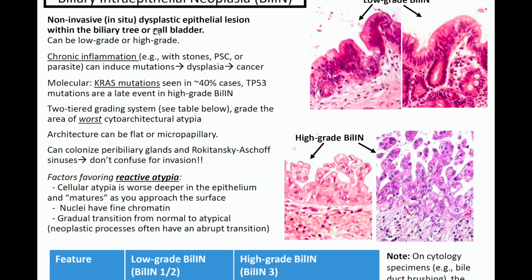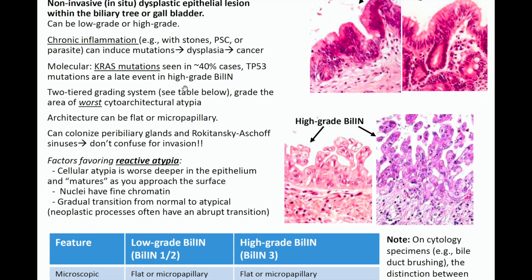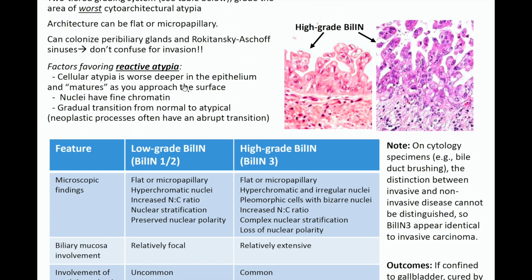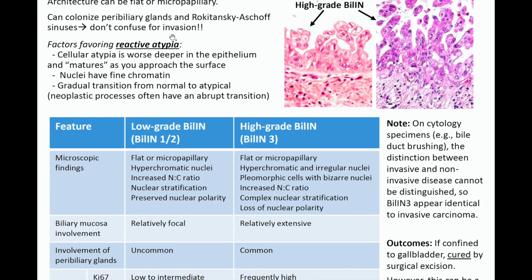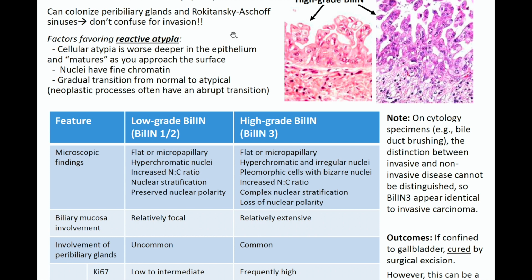So the molecular underpinnings of BilIN: KRAS mutations are seen in about 40% of cases. TP53 mutations are a late event in high-grade BilIN, and we'll get to high-grade in a moment. And you have a two-tiered grading system, as we'll show below in the table, and you grade the area of worst cytoarchitectural atypia. So the architecture can be flat or micropapillary. It can colonize peribiliary glands and Rokitansky-Aschoff sinuses, and don't confuse that for invasion.